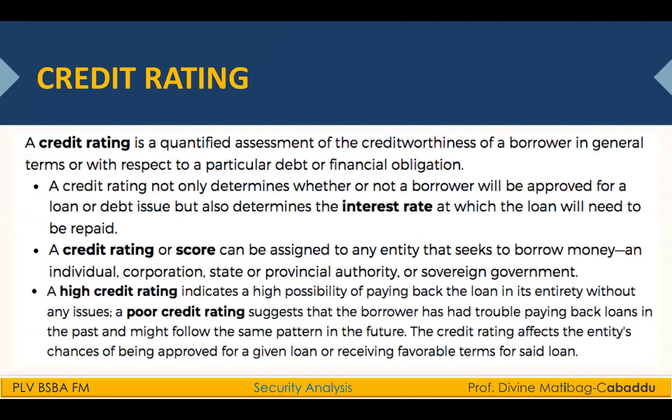In fact, any creditor or lender would have what we call trust and confidence based on the credit rating. So a credit rating not only determines whether or not a borrower will be approved for a loan or debt issue, but it also determines the interest rate at which the loan will need to be repaid.